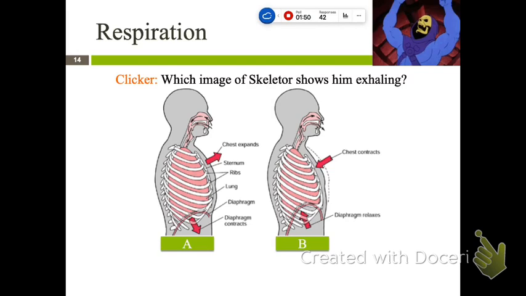Okay, what are the things we're looking for in these images? We're talking about exhaling. There are some really obvious ones and some not so obvious ones.